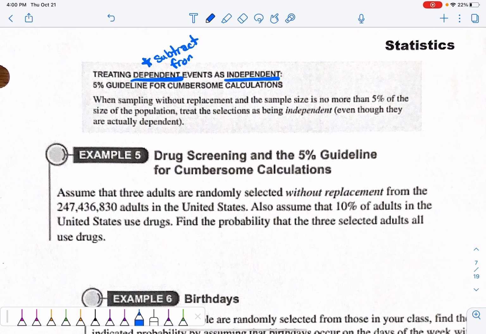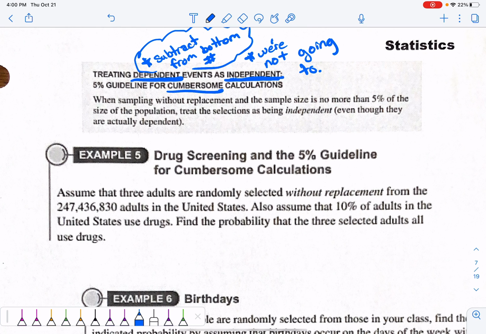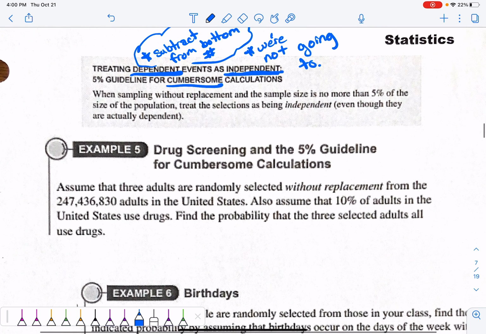Subtract from bottom number, okay? But this is treating independent events as though they are independent. So they're saying even though we should subtract from the bottom number, we're not going to, and I'm going to show you why. Okay, so this is called cumbersome calculations. When you have really, really big samples like this down below here, we're not going to subtract from the bottom number even though we're supposed to. So let me show you why that is.